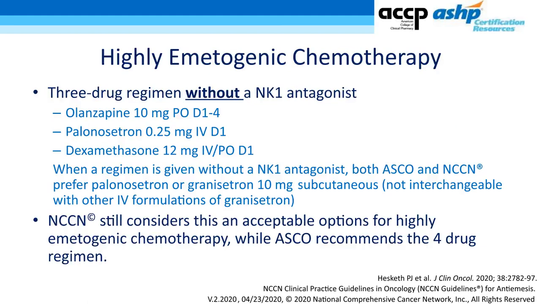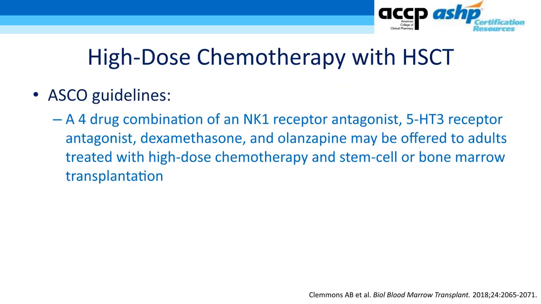I did want to highlight for highly emetogenic chemotherapy, sometimes we do need to avoid an NK1 antagonist based on drug interaction profiles. So a 3-drug regimen without an NK1 antagonist would include olanzapine, palonosetron, and dexamethasone. And it's important to also recognize that NCCN still considers this as an acceptable option for highly emetogenic chemotherapy, while ASCO guidelines really does prefer that 4-drug regimen. I also wanted to highlight in the ASCO guidelines, there were recent recommendations made for high-dose chemotherapy related to stem cell transplant.